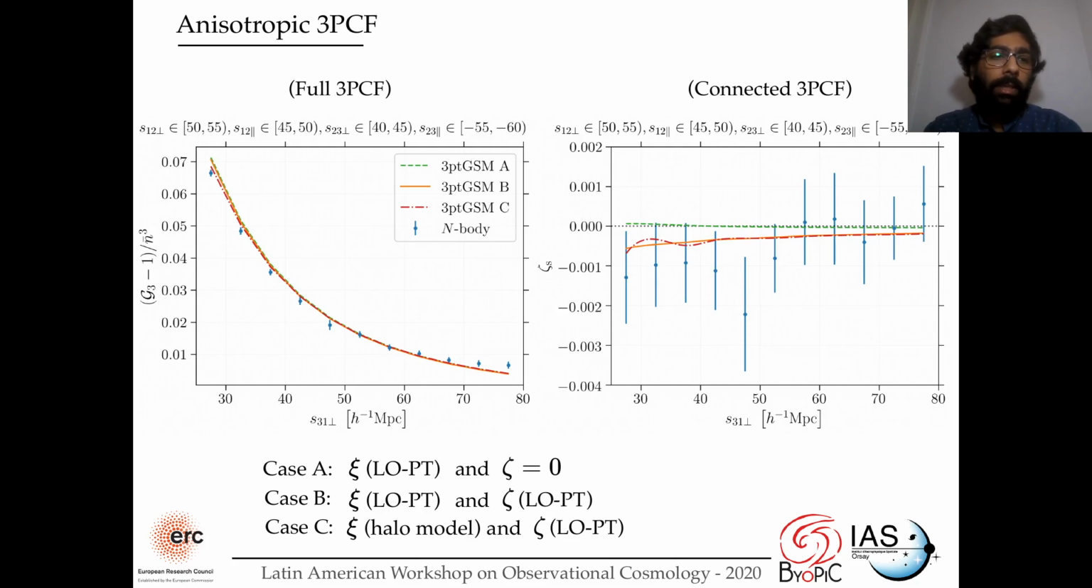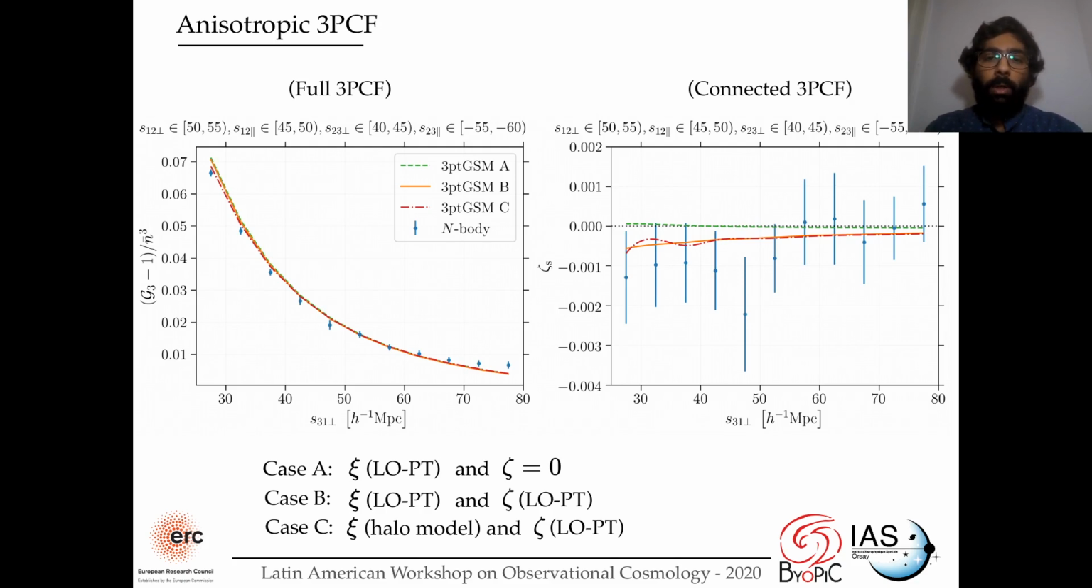As you can see, case B and case C work quite well, for example, in the connected 3-point correlation function. However, one thing we noticed is that since the connected correlation function in redshift space is dependent on 5 dimensions, it's quite noisy to measure directly from the simulations. But for the scales we have shown, the model seems to work quite well given the large error bars also.